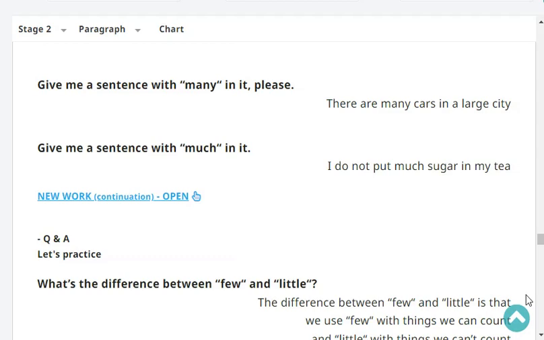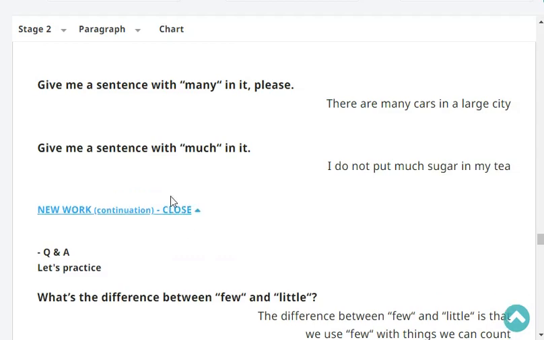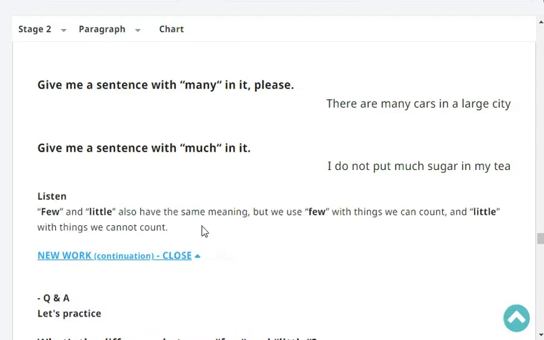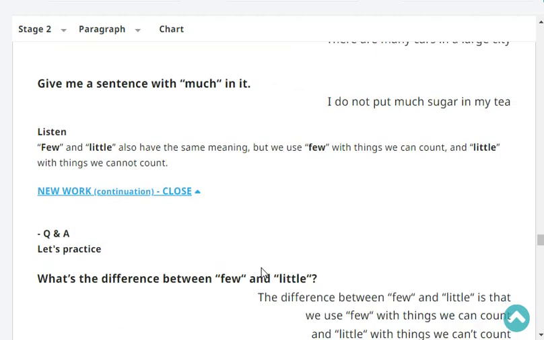Let's have a new word. Okay. So listen. Few and little also have the same meaning, but we use the word few with things we can count and little with things we cannot count.